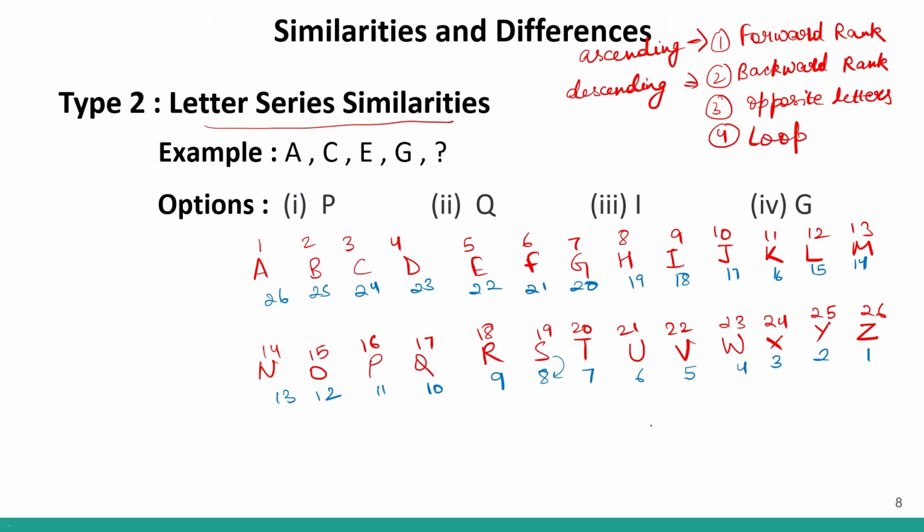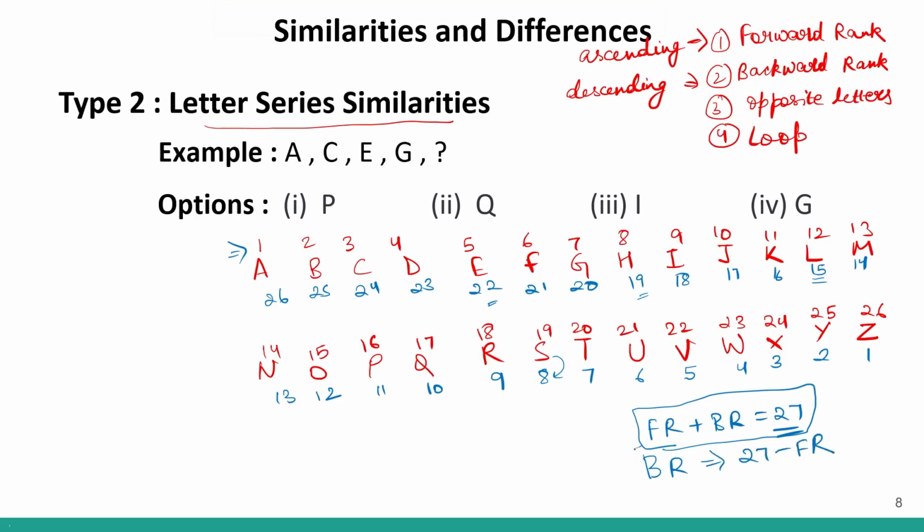Clear? Now there is a concept that forward rank plus backward rank is always equal to 27. You can see 25 plus 2 is 27. Similarly, 22 plus 5 is 27. 19 plus 8 is 27. 15 plus 12 is 27. So in each case, the forward rank plus backward rank is 27. So sometimes you can just remember one rank. If I remember forward rank and I have to find the backward rank, I can simply say that backward rank is 27 minus forward rank. So this formula is something that you can also use to find backward ranks.